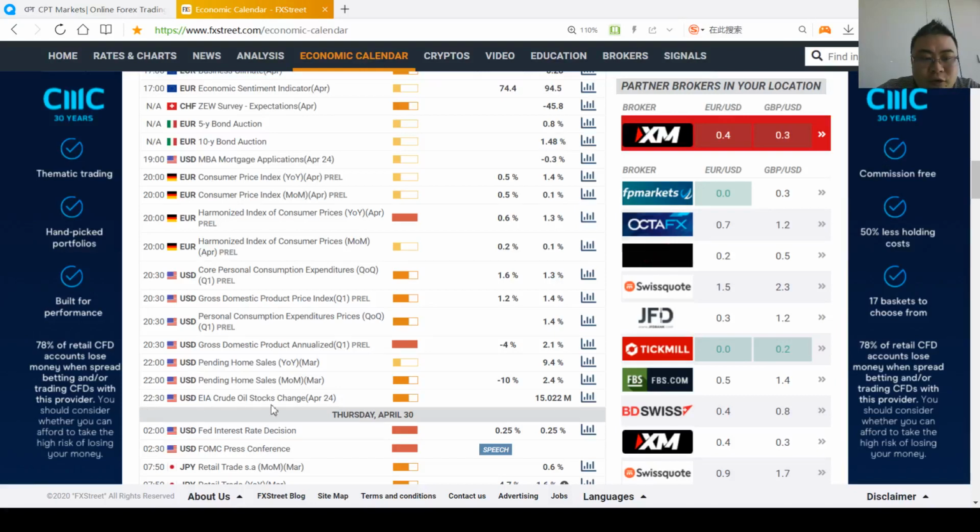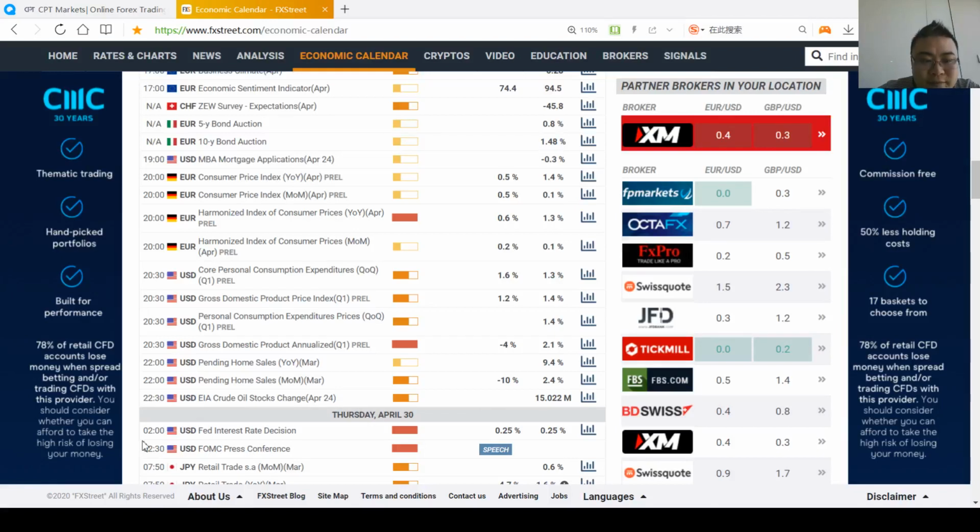Also for oil, at 10:30 is the USD EIA crude oil stock data. As we know from the previous number, the storage is almost full, so there is no more room for new oil.